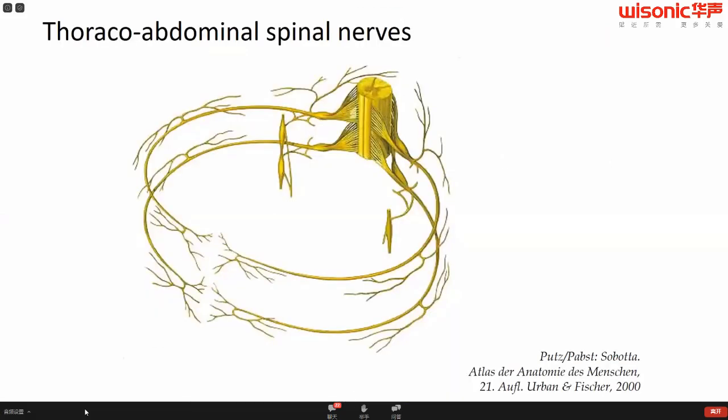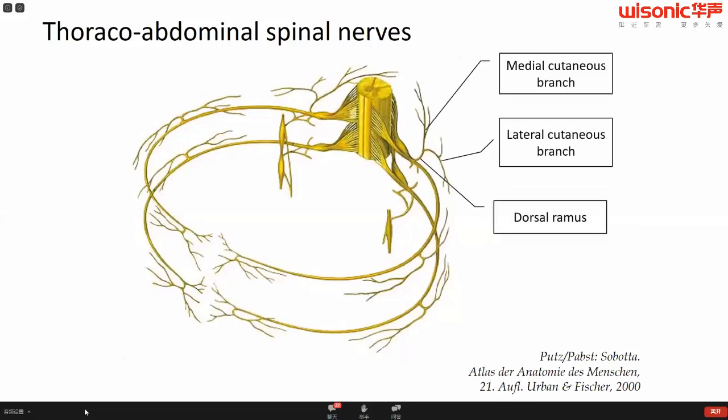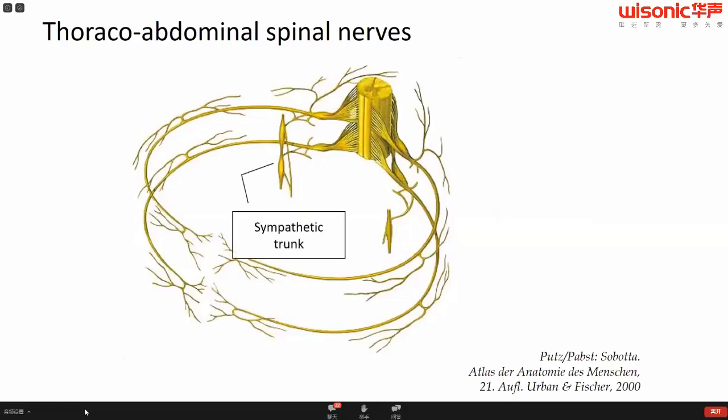This here shows you how the block works. The targets of these blocks are the thoracoabdominal spinal nerves. One part of the spinal nerve is the ventral ramus, with the lateral cutaneous branches for the lateral side and the anterior cutaneous branches, which innervate the anterior part of the trunk. And we have the dorsal ramus, which innervates the muscles of the back and the skin of the back. In addition, we have the sympathetic trunk, which communicates with the spinal nerve via the rami communicantes.